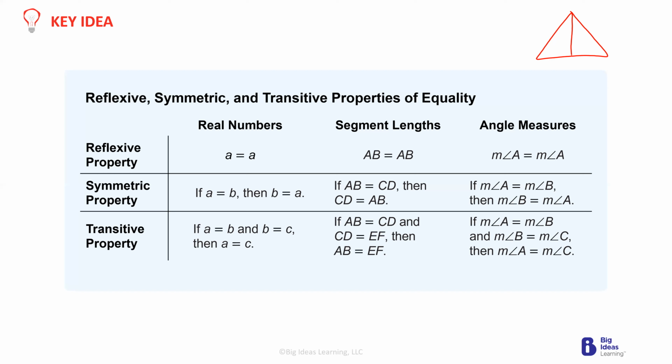Or if we know measure angle A and measure angle B are the same, and measure angle B and measure angle C are the same, then we can say measure angle A is equal to measure angle C. So if we know two values are equivalent to the same value, then they're equivalent to each other. That's our transitive property. Questions there? But like I said, these are three that we're going to use a lot in geometry. Probably even more so than the ones on the last page.